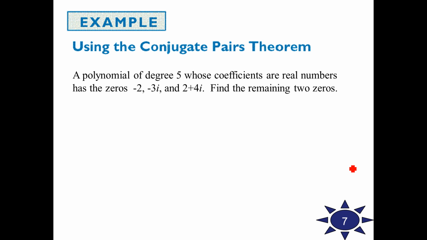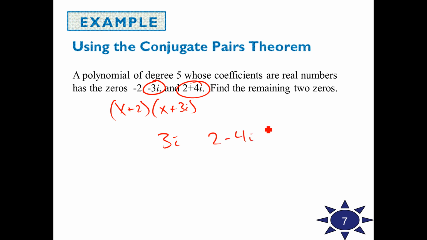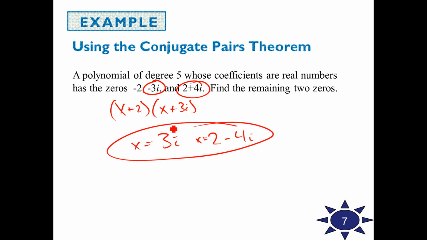A polynomial of degree 5 whose coefficients are real numbers has the zeros negative 2. So I know we've got x plus 2. I know we've got x plus 3i, right? So find the remaining two zeros. If I know negative 3i is a zero, the other zero is positive 3i. If I know 2 plus 4i is a zero, I know that 2 minus 4i is my other zero. All right, so x equals and x equals for your remaining zeros. All right, try problem 7.